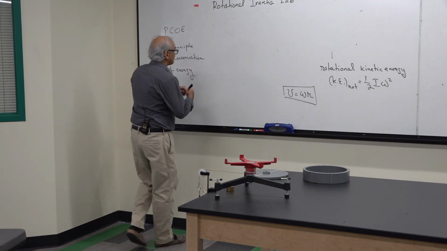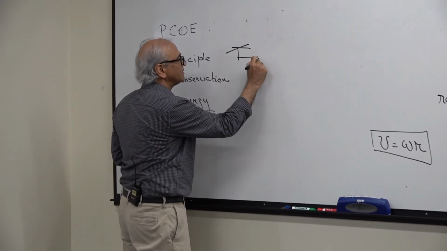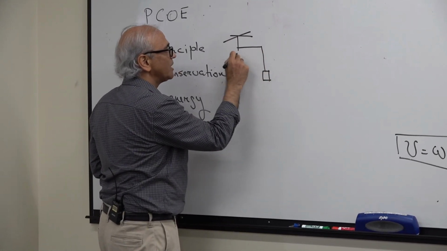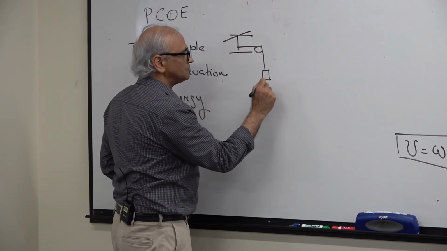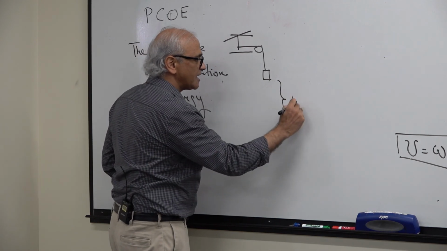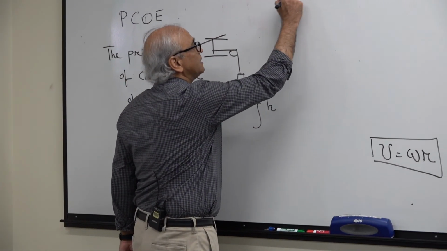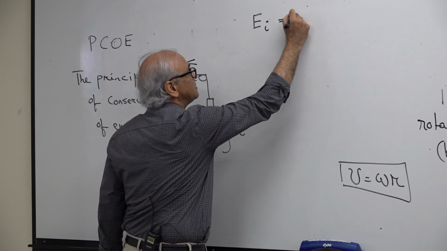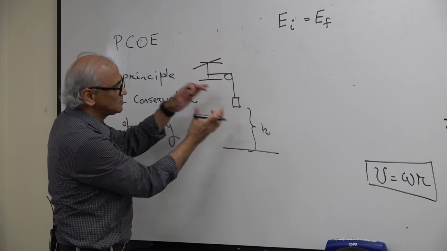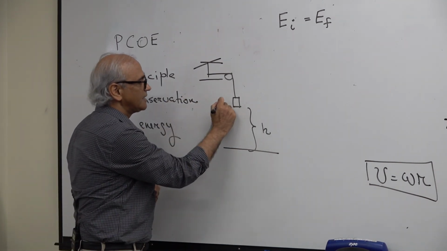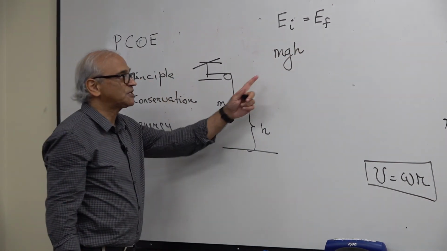So my experiment kind of looks like this a little bit. Okay? And what I have is this weight. So this is my table. So you can think of this as the h. So what's the potential energy? It's mgh. So my initial energy will be equal to my final energy. What's my initial energy? My initial energy is simply what's stored in this guy. And it has m. So I have mgh, which is the potential energy.